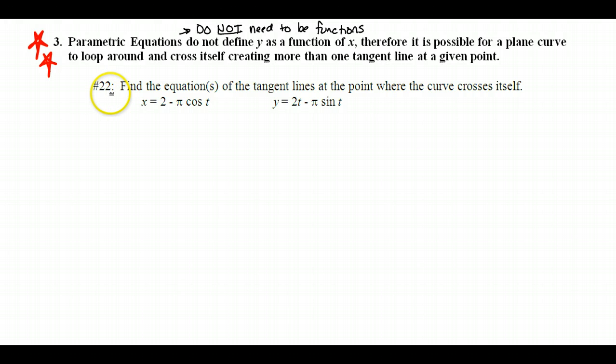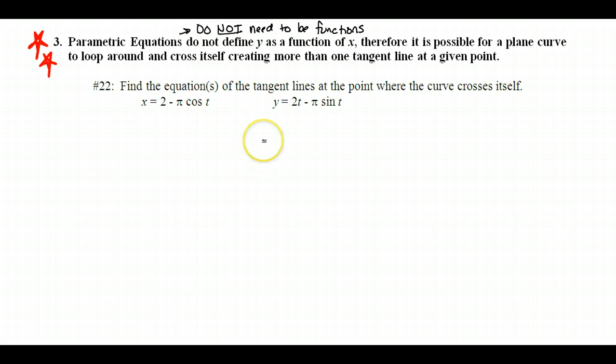So number 22. Keep that one in mind. Numbers close to this will be similar to this. Find the equation or equations of the tangent lines at the point where the curve crosses itself. Our parametric equations: x is equal to 2 minus pi cosine t, y is equal to 2t minus pi sine t.